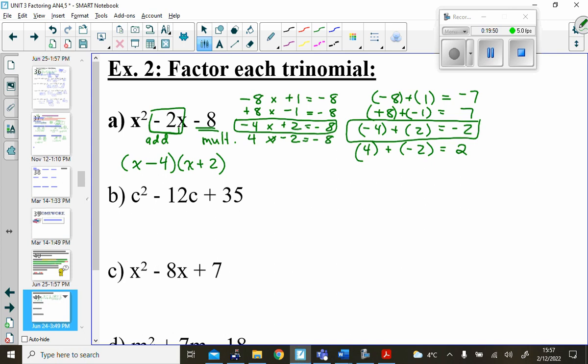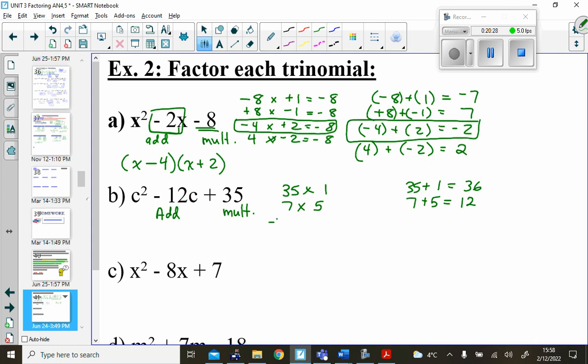So the last one we'll try. What numbers multiply to give positive 35, but add to give negative 12? So your first thoughts are to take 35, it's 35 times 1, or it's 7 times 5. But neither one of those adds to give negative 12. This adds to give 36. This adds to give positive 12.